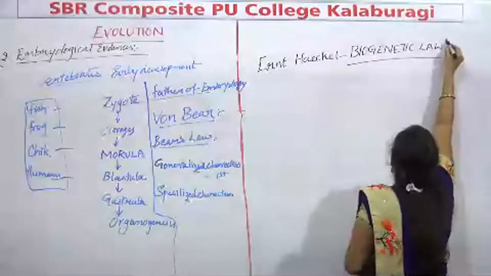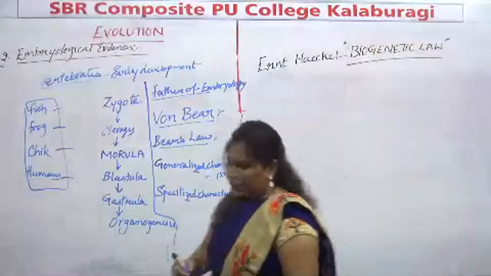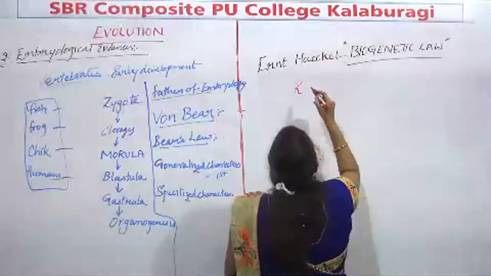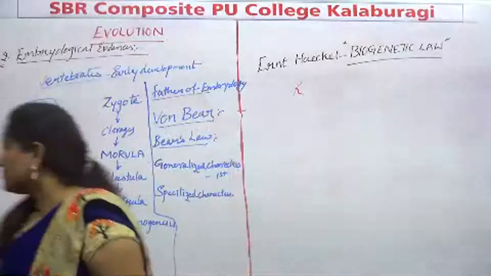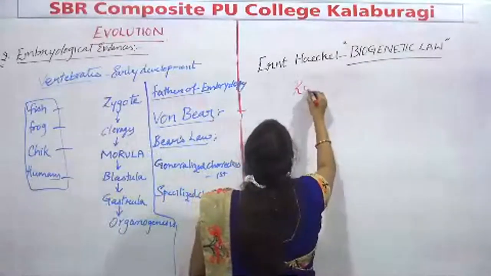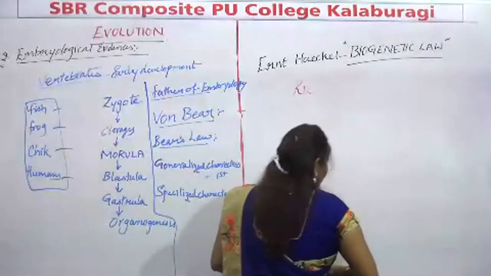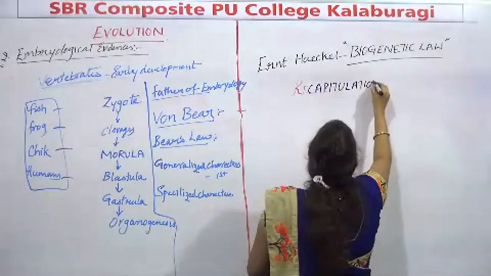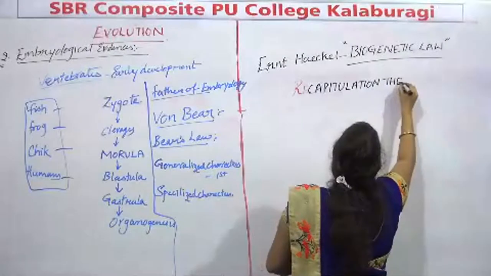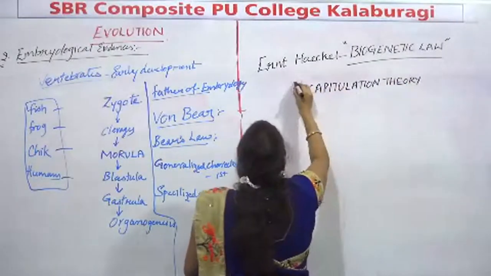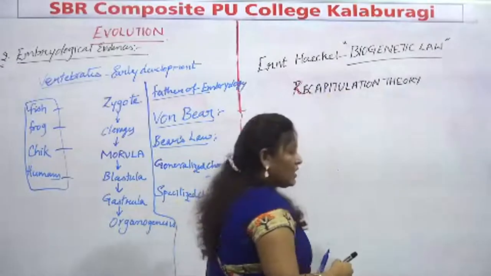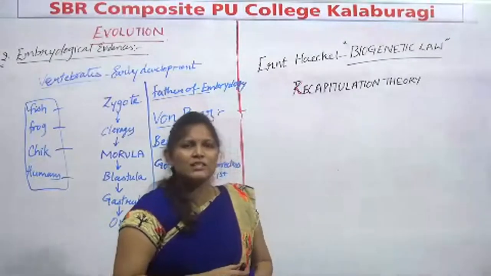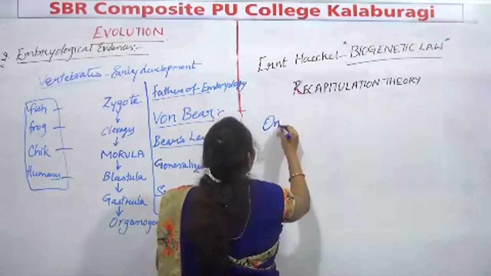This biogenetic law is also called the recapitulation theory. Very, very important. Biogenetic law is also known as recapitulation theory. What does this state? Recapitulation theory or biogenetic law, what does it state? See, the statement is, ontogeny repeats phylogeny. What does that statement mean?